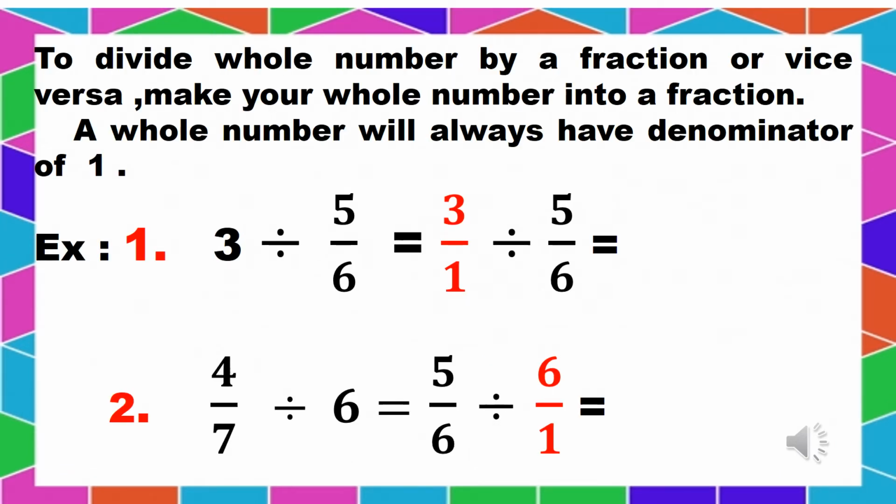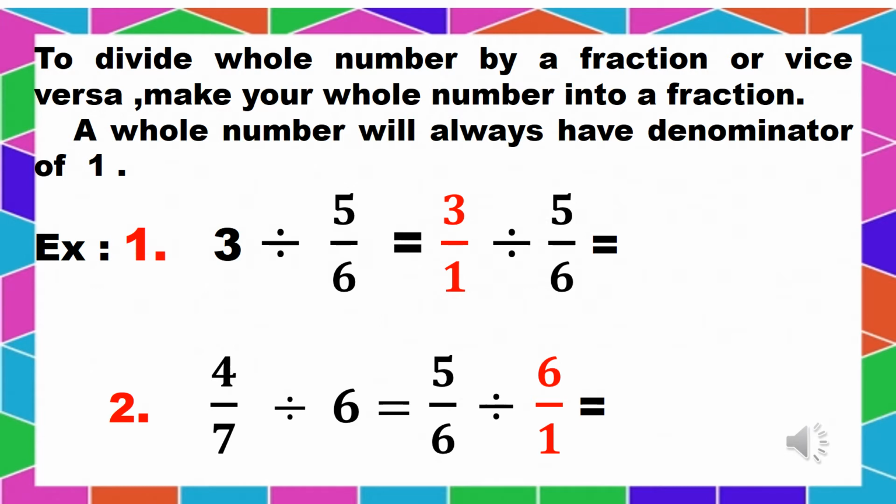Whole number 3 divided by 5 over 6. So the rule says make your whole number into a fraction. So 3 will become 3 over 1, divided by 5 over 6. So that is the first step that you are going to do: make your whole number into a fraction with a denominator of 1.